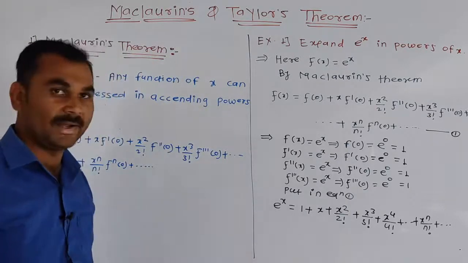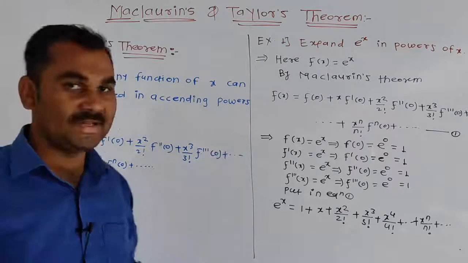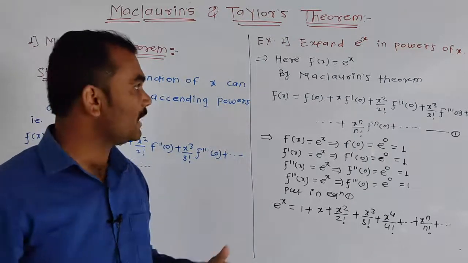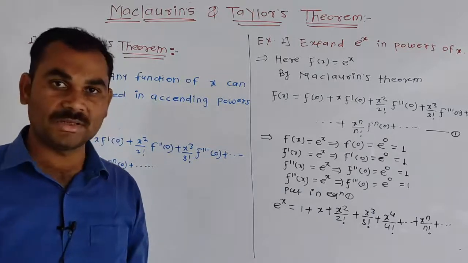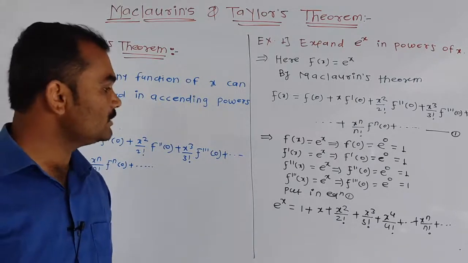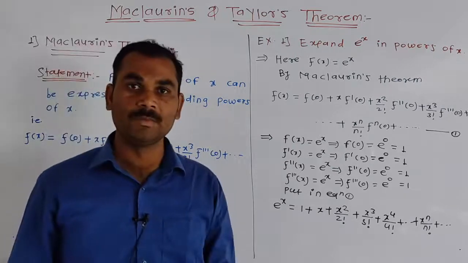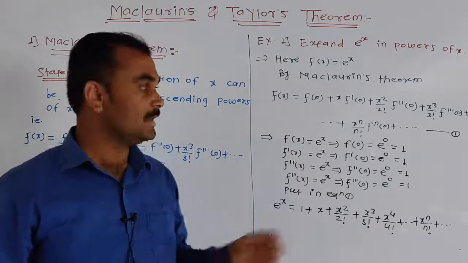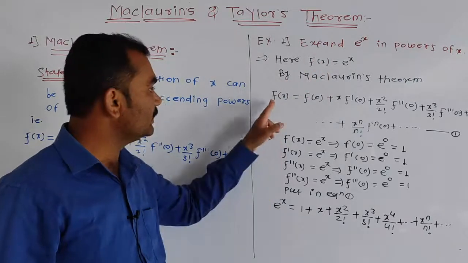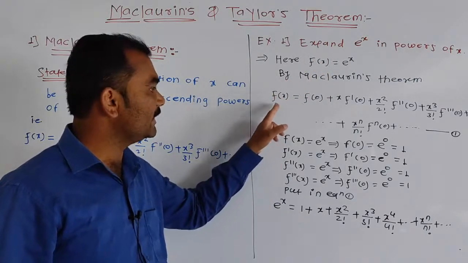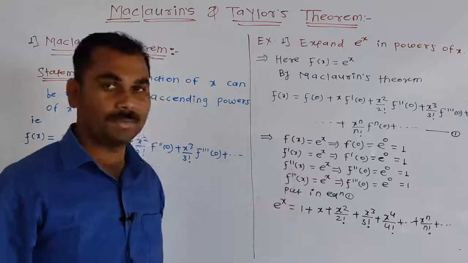The same we have to also find for f of x is equal to sin x, also for f of x is equal to cos x, also for f of x is equal to tan x, also for f of x is equal to log x. Okay, same process. First write the given function, then write the Maclaurin theorem, f of x equation first.